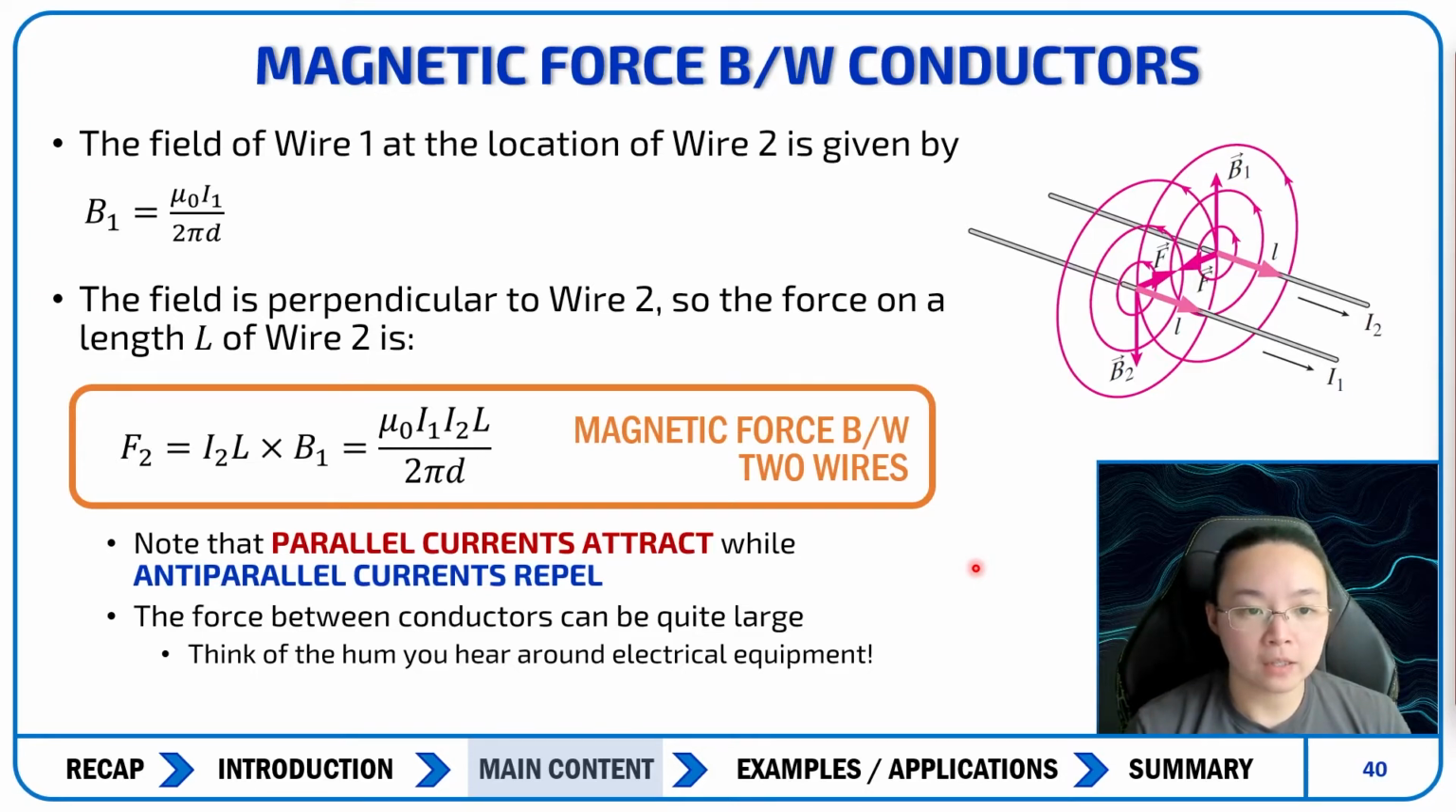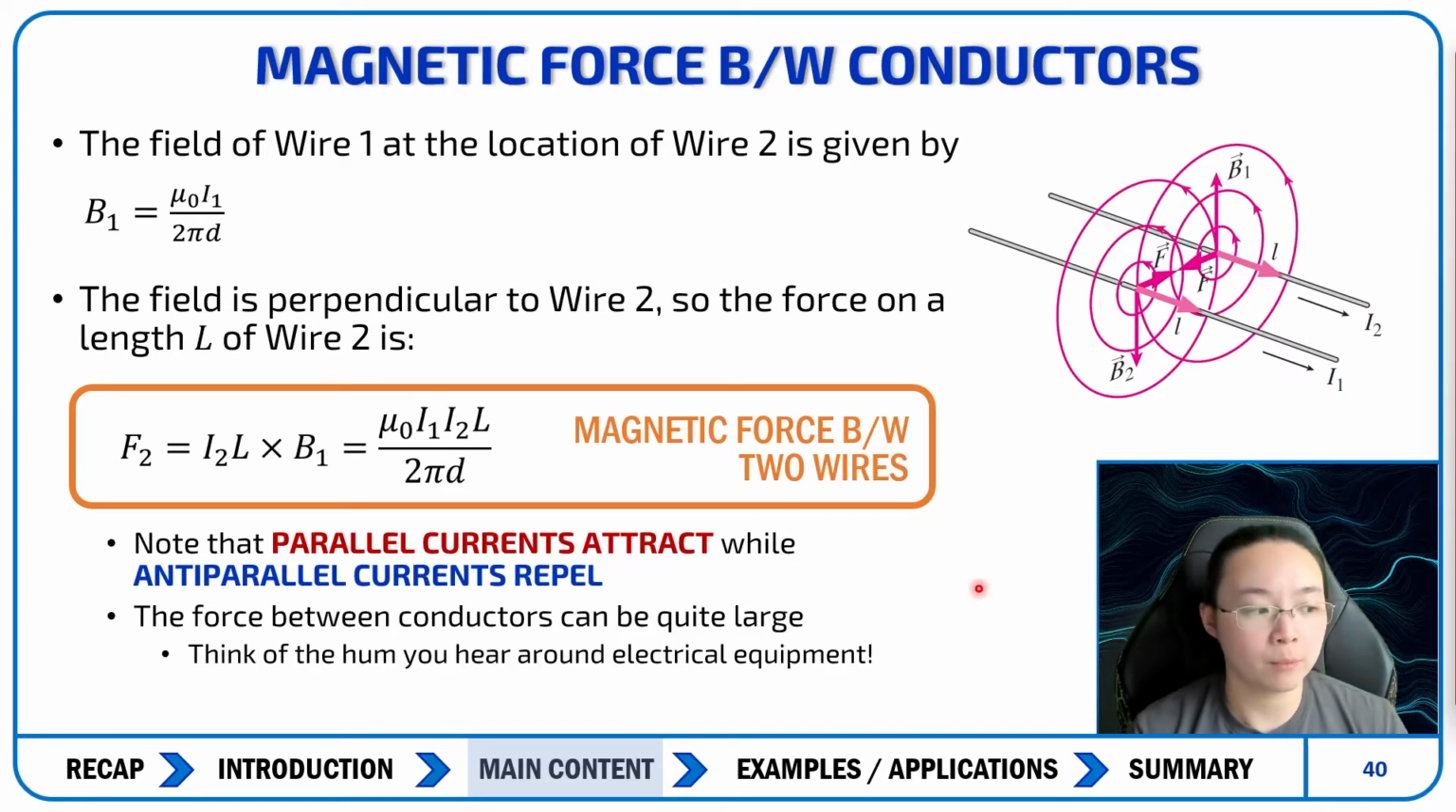Taking a look at this, we can see that if you have parallel currents, they're going to attract. Because here we have two parallel currents, and we know that the force is going to be pointing towards each other, so they are going to attract. This means that if we swap one of these currents and turn it into the opposite direction, then the currents are going to repel, or the two wires are going to repel.